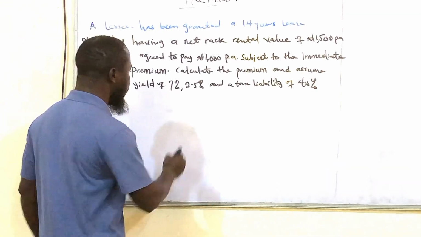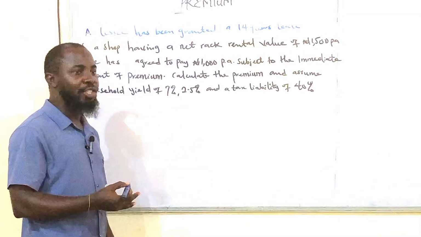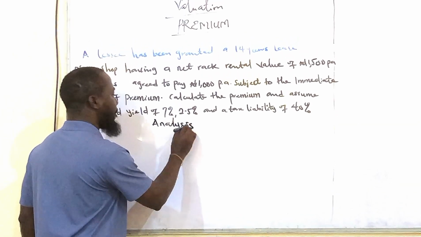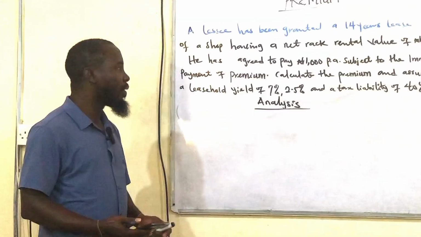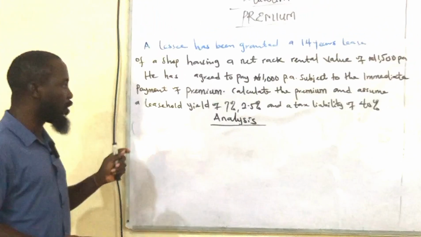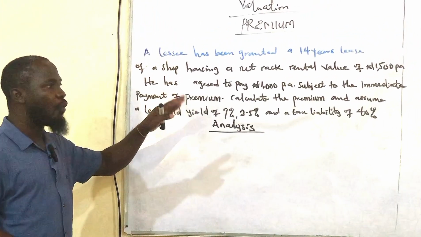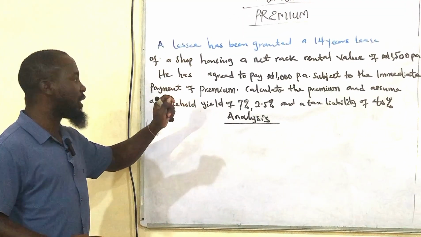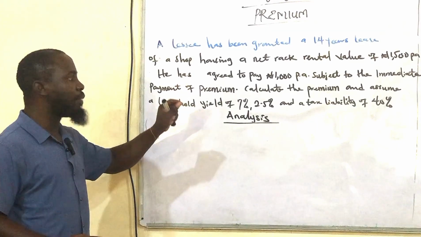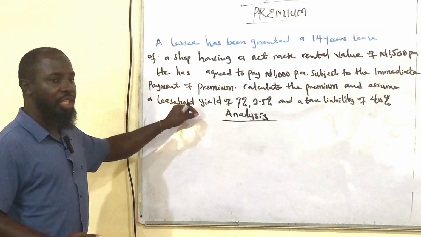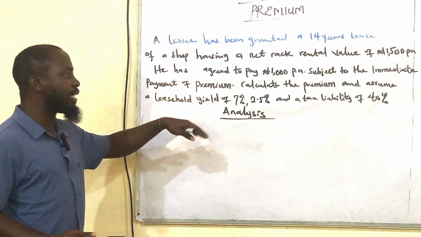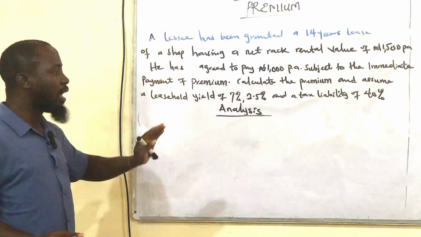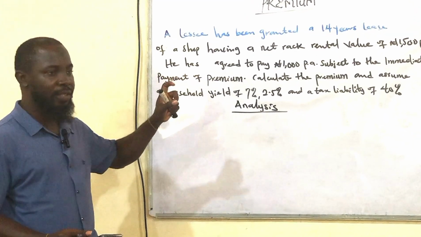Now, from the lessee's point of view, before anything, analyze your question. A lessee has been granted a 14-year lease on the shop, having a net rental value of 1,500 naira per annum. He has agreed to pay 1,000 naira per annum, subject to the immediate payment of premium. Calculate the premium and assume a leasehold yield of 7%, 2.5%, which is the sinking fund, and a tax liability of 40%.